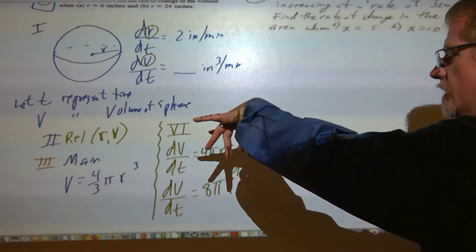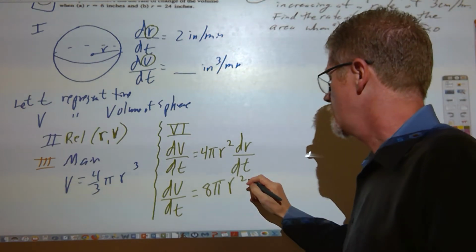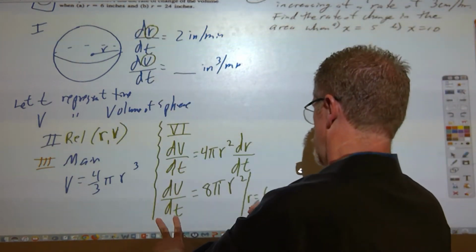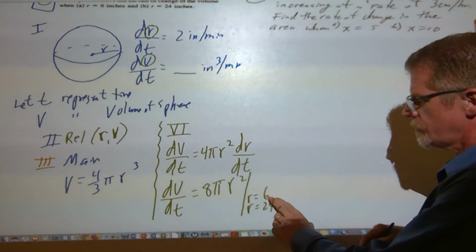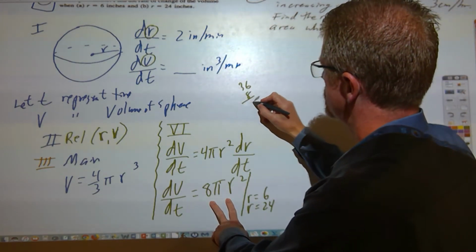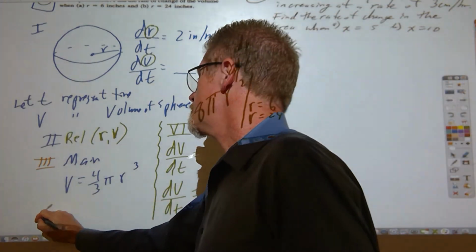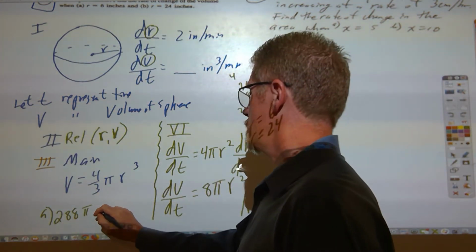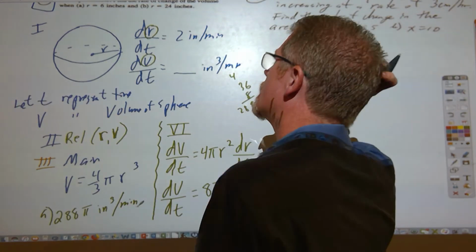Yeah, this is inches. So to answer this question, I have to evaluate dV/dt when r equals 6 and also when r equals 24. I'm just going to do the first one. What's 36 times 8? 6 times 8 is 48, 4, 24, 28. So it's 288 pi. So the answer to part A is 288 pi. Volume is inches cubed. Inches cubed per minute.